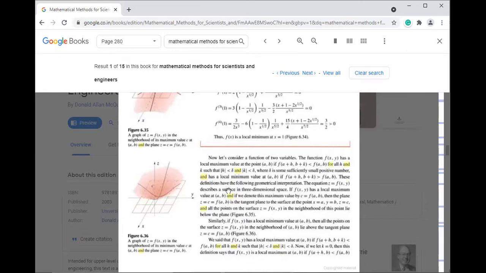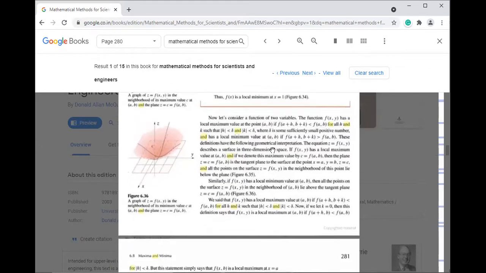So these definitions have the following geometrical interpretations. The equation z equal to f of x, y describes a surface in three-dimensional space. If f of x, y has a local maximum value at a, b, and if we denote this maximum value by c, then the plane z equal to c equal to f of a, b is a tangent plane to the surface at the point x equal to a, y equal to b, z equal to c. And all points on the surface in the neighborhood of this point lie below the plane.